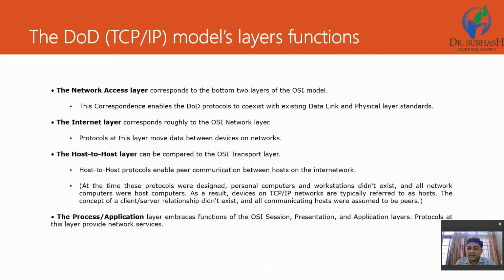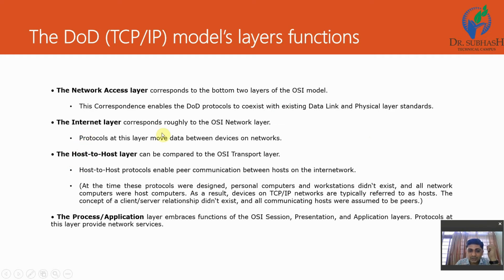Now, what is the functionality of these layers? The network access layer corresponds to the bottom 2 layers of the OSI model that enables the DoD protocols to coexist with existing data link layer and physical layer standards. In the OSI reference model we have 2 different layers, the data link layer and the physical layer. Got it? Here we combine both layers into one layer, and that is the network access layer.